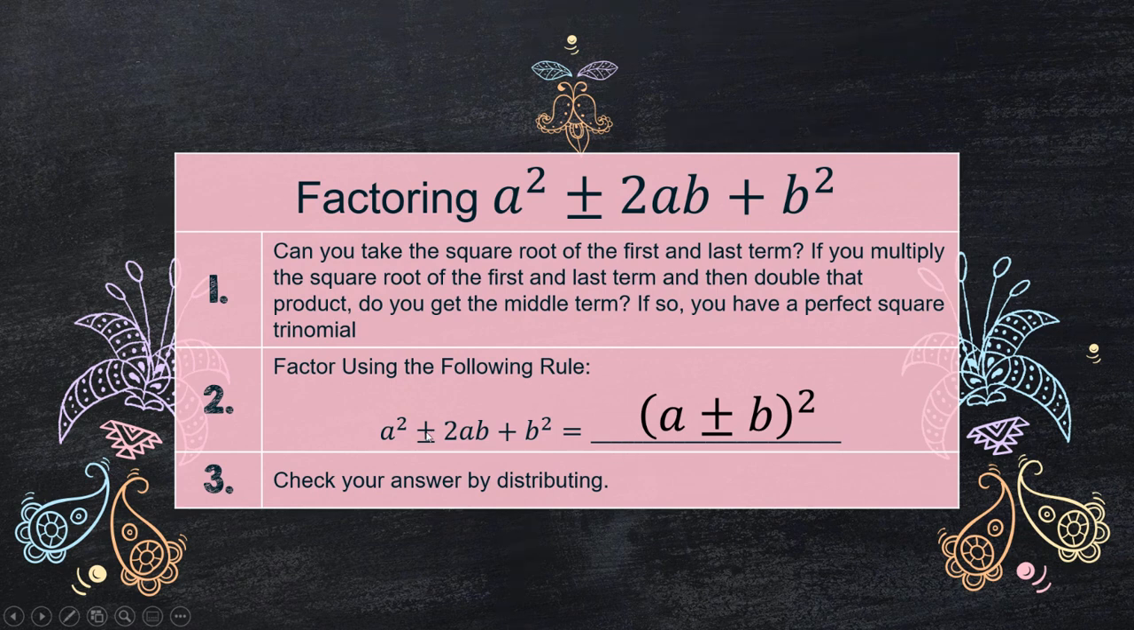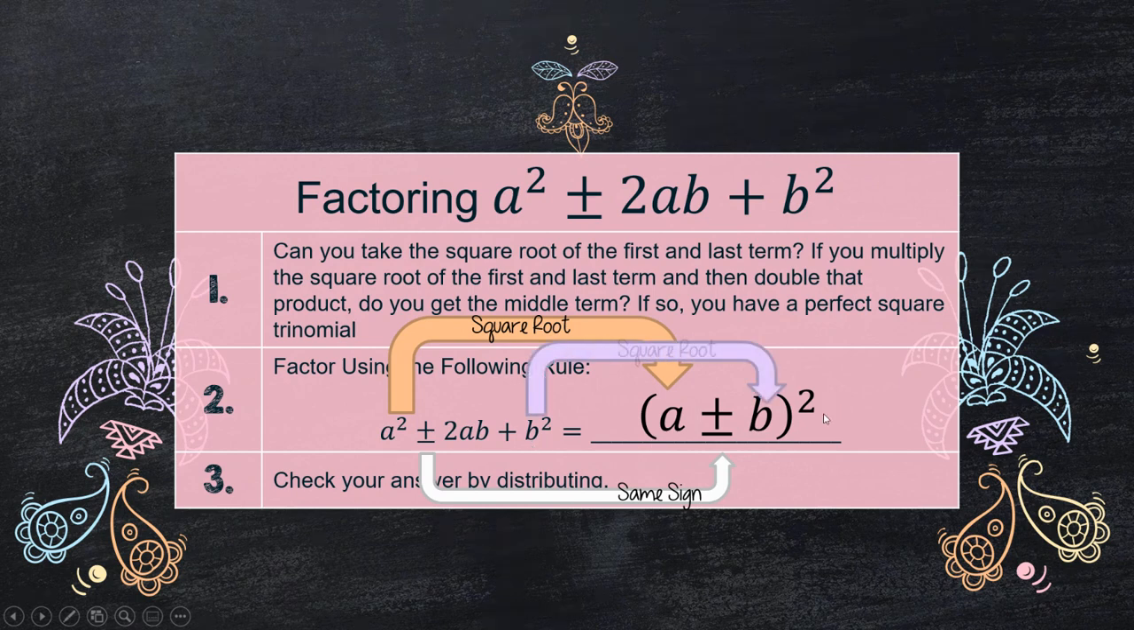So now, how do we go from this to this? First, the first term in your parentheses will be the square root of the first term. So notice how we have a squared here, but just a here. To go from here to here, we take the square root. Next, we have plus or minus, and then over here, plus or minus. That just means whatever sign is here, you'll have the same sign here. And then the last number in your binomial will be the square root of your last term.